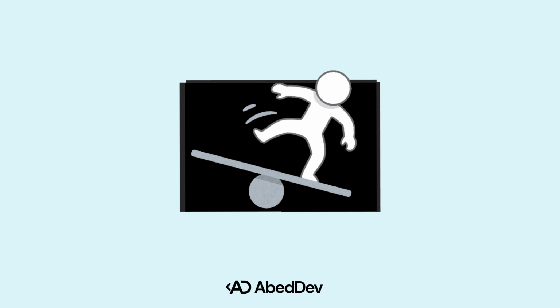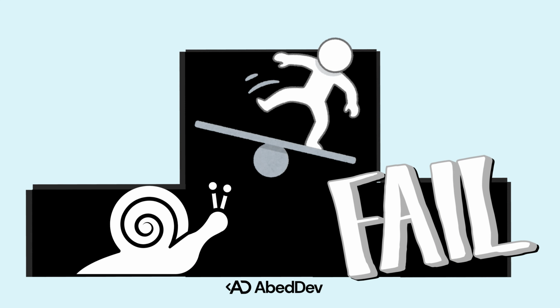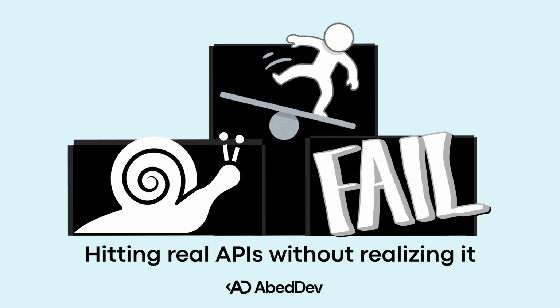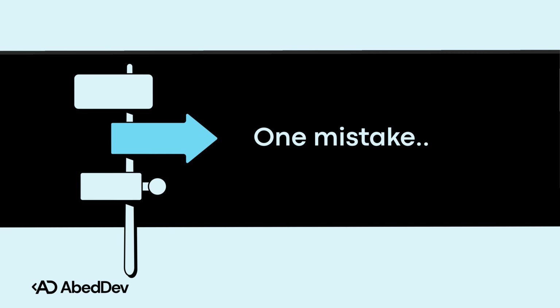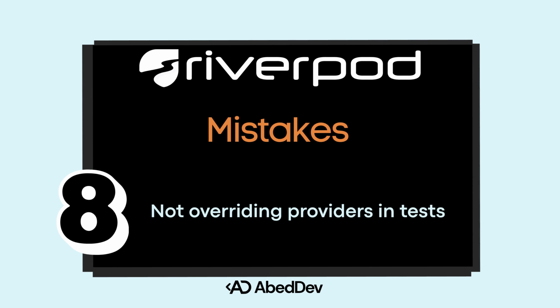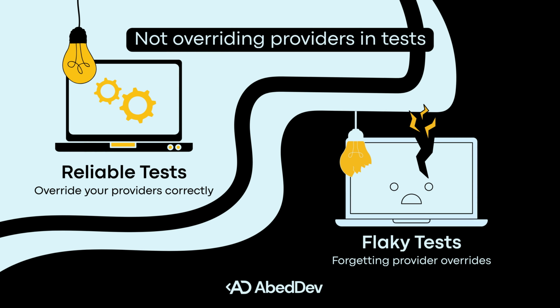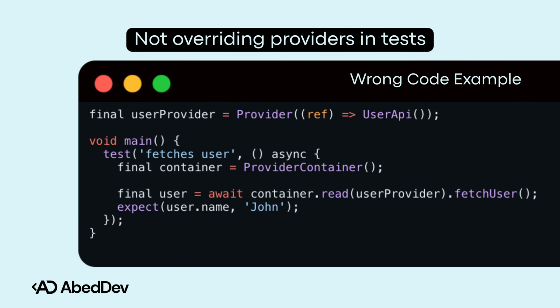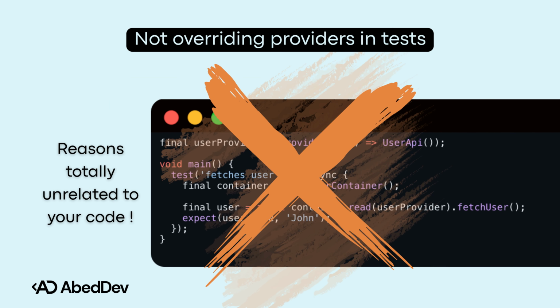If your Riverpod tests are flaky, slow, or randomly failing, you are probably hitting real APIs without realizing it, and it comes down to one mistake: not overriding providers in tests. Riverpod is incredibly testable, but only if you override your providers correctly. One of the biggest testing mistakes is forgetting provider overrides, and that leads to flaky tests that lie to you. Here is the mistake. This test looks fine, but it's actually hitting the real API. This test depends on the network, real data, and real timing. That means it can fail for reasons totally unrelated to your code.